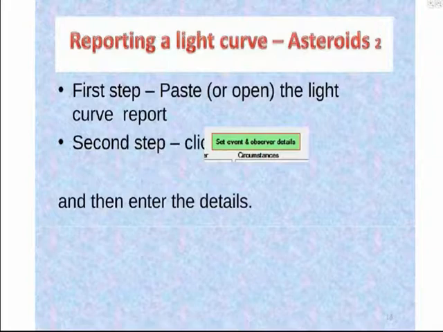The first step is to open the light curve report. First step is to paste the light curve data set, the CSV file, or if you've got it as a saved file, you can open that saved file so that you can put the light curve data into the report form. The second step is you need to set the event and observer details. For lunar occultations, the observer details come from the lunar occultation report format. For asteroidal occultations, you need to specify the details separately. Next slide.